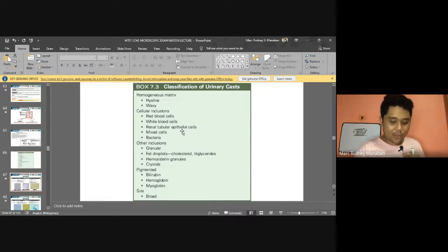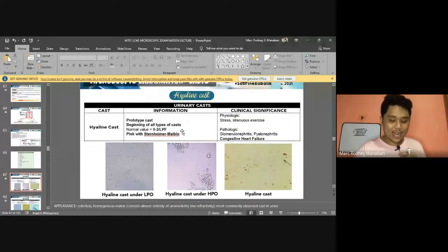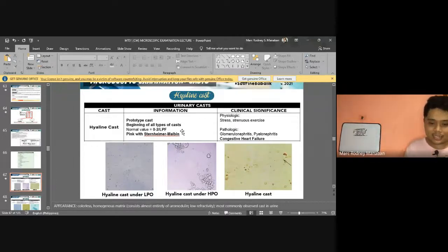Of course, we'll now start with the first one, your hyaline cast. As we have mentioned, hyaline cast is considered to be the prototype, the beginning of everything. In the beginning, there was a hyaline cast, okay? It is the first. Of all the types of casts that we can recover from urine, they all originate from the hyaline cast. So it's the prototype and the beginning of all types of casts.